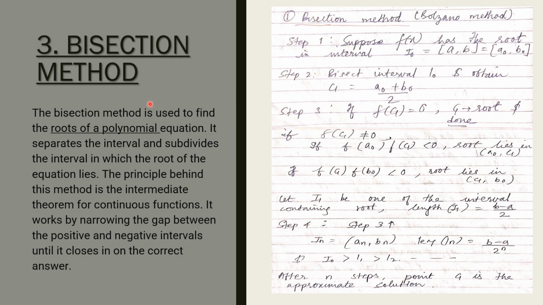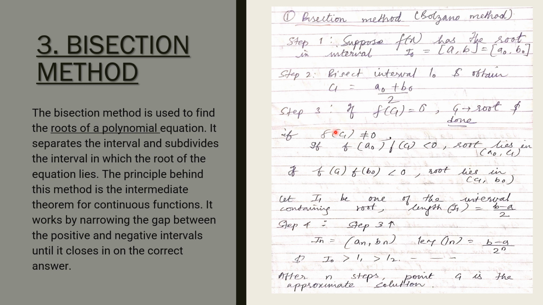Okay, so the bisection method is used to find the roots of a polynomial equation. Basically, it separates the interval and subdivides the interval in which the root of the equation lies. Okay, let's go through the basic steps. Step one: suppose f(x) has a root in the interval a to b. You can approximate an interval, or it will be given in the question. Step two: take the midpoint of the interval, c1, and check if f of c1 is 0. If it's 0, it's automatically the root, so your calculation is done and you can stop here.